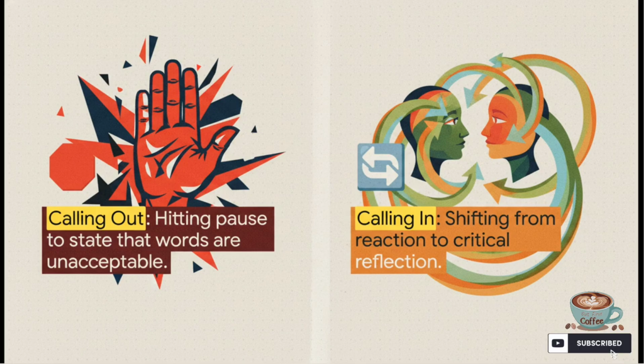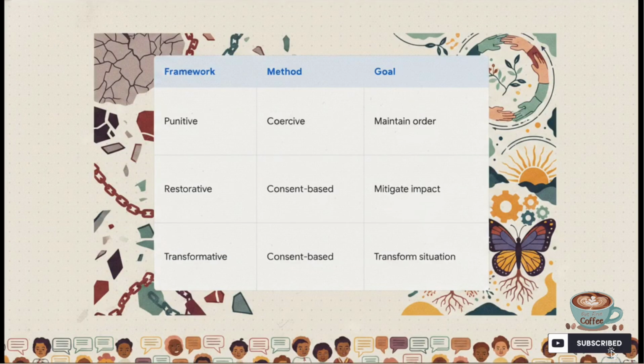Calling in, on the other hand, is shifting the moment from a mere reaction into critical reflection. It's about pulling the student into mutual learning to help them understand why what they said had a negative impact without just completely shutting them down. So the crucial point is how you frame your response shapes your entire classroom culture. Let's compare these frameworks. A punitive framework relies heavily on punishment just to maintain order, but it never actually resolves the underlying cause. We highly recommend moving toward restorative and transformative frameworks instead.